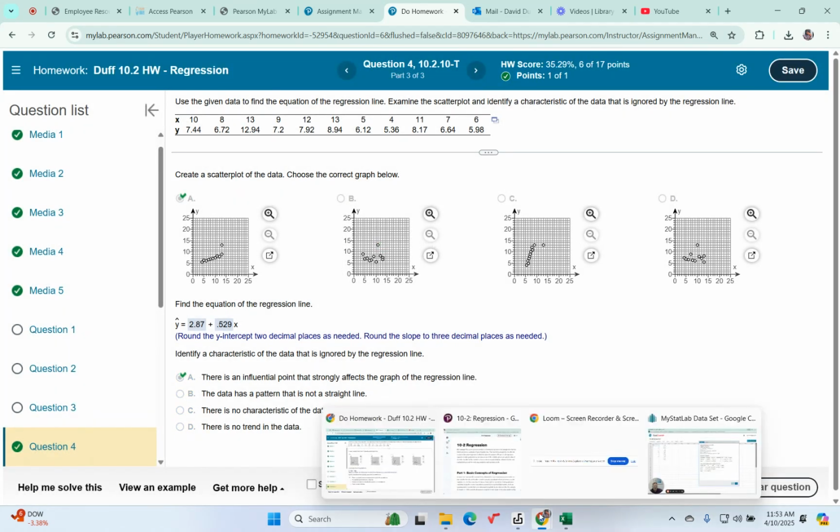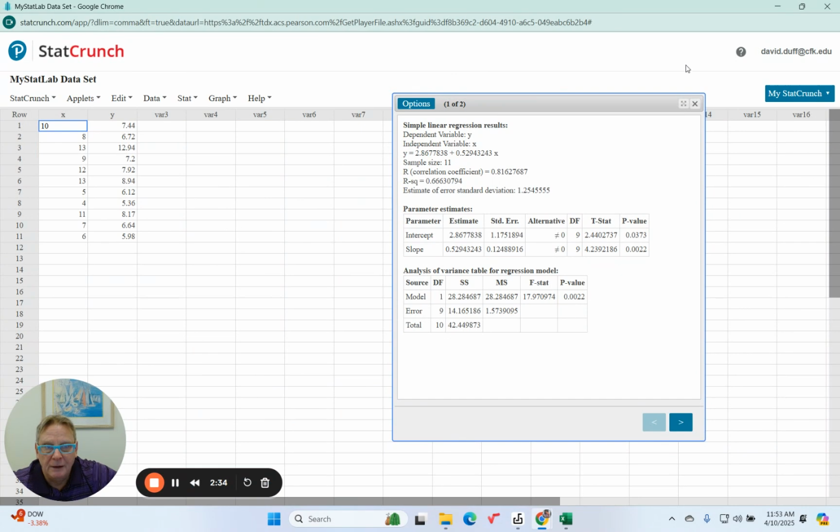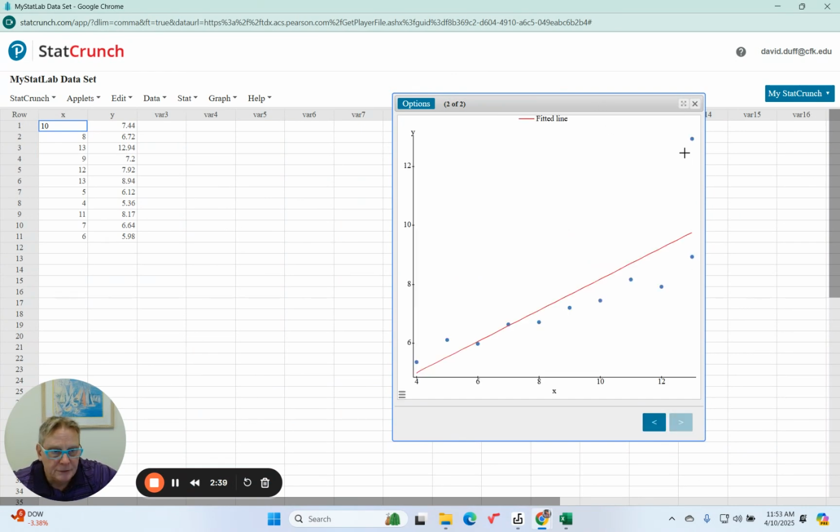And I guess the last thing I want to do is I just want to take a look at that influential point. It's this point up here. So it looks like it's the point that has the highest values in both categories. So this point right here. Now look at this regression line, how it kind of skews up towards this point.